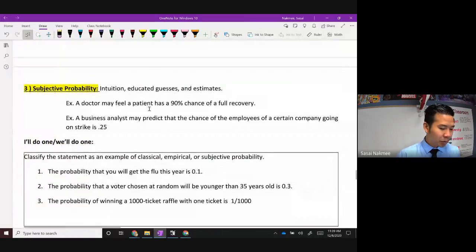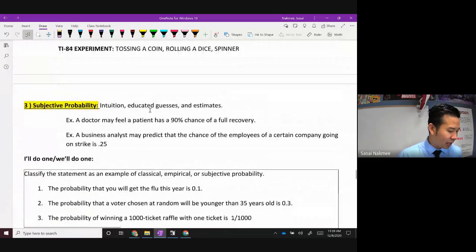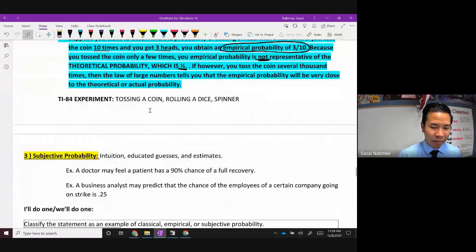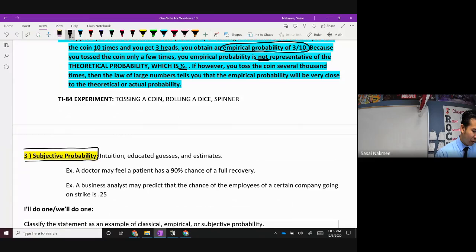All right. This is the last type of probability, and this is probably the worst type of probability. We call this subjective probability. This is the last one we're going to be talking about today. So subjective probability: intuition, educated guess, or estimate.